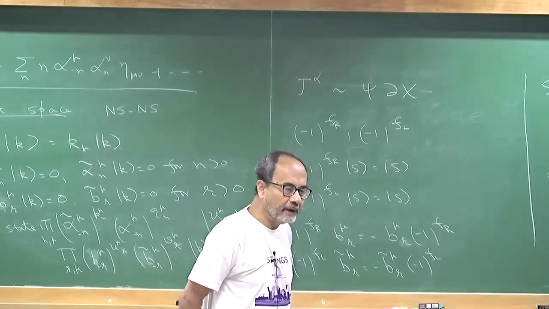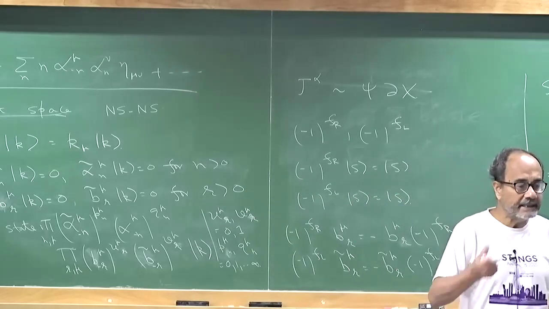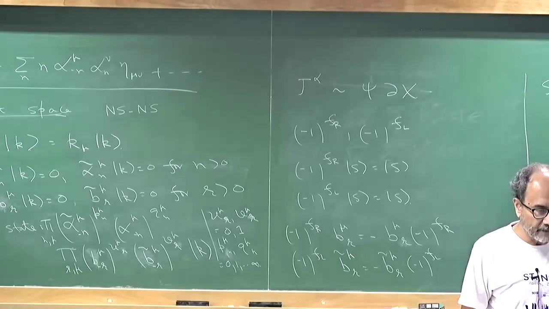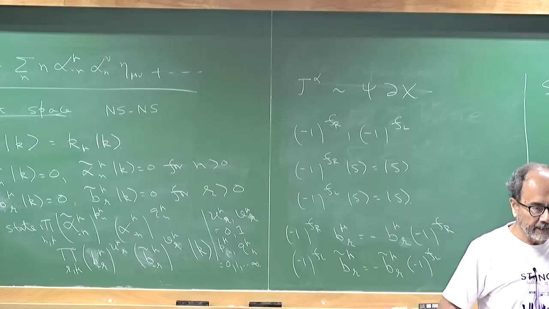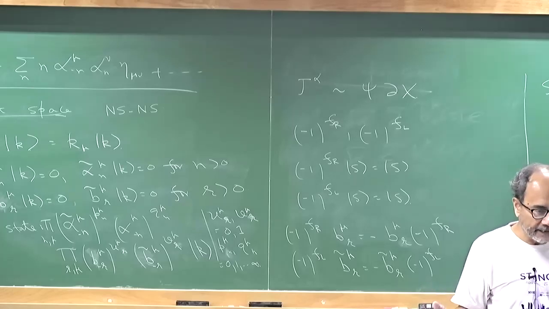Every time you add a b mu, you change the parity of the state, because you are applying an oscillator of psi mu, psi mu plus. And that we know is odd under GSO, because the symmetry itself takes psi mu to minus psi mu.